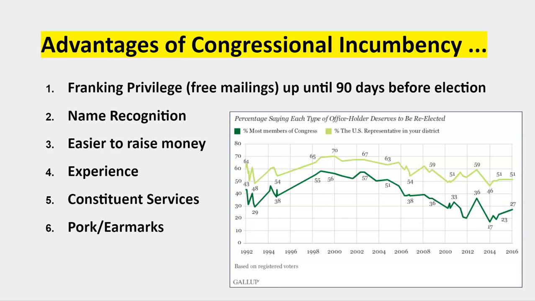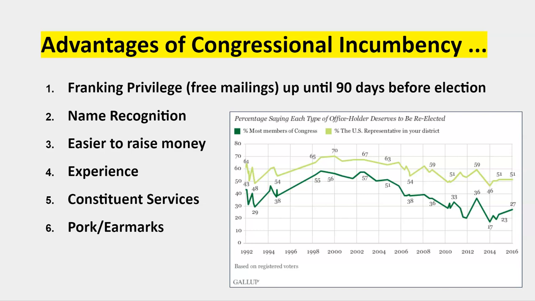So some advantages of incumbency. Notice the franking privilege. This is where members of Congress and senators basically sign their name where a stamp goes. A lot of times they just sign the signature and then they're pre-printed envelopes that have their name on it. Until 90 days before the election, which we're obviously in that 90-day period now, you can't get any mailings from members of Congress because they can't do that before an election. But they can mail things for free to constituents, to voters, to people that they serve. Those are called constituents. And the idea there is it's a great way to showcase what you're doing on behalf of the people that you represent in Washington.